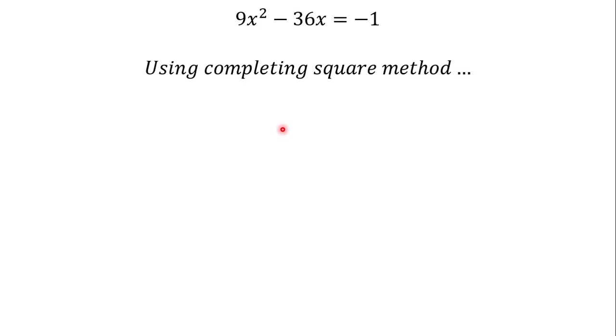Okay, so we are going to divide the coefficient of x squared by 9, and that will give us 1. But because it's an equation, whatever we do to the right hand side has to be applied to the left hand side also. So you're going to divide the whole of this one by 9, and also this one by 9, and also this one by 9.